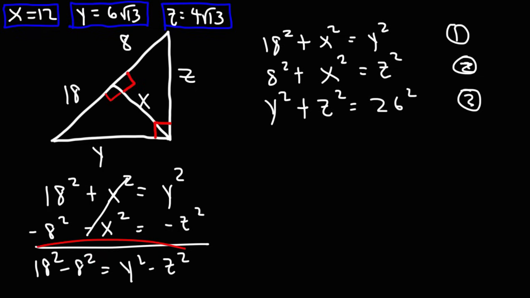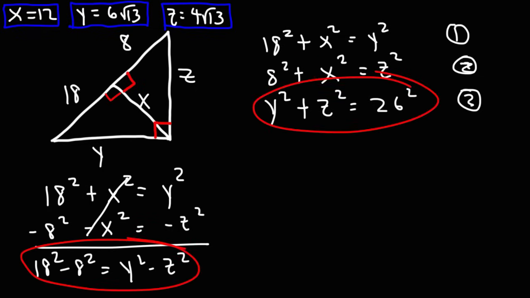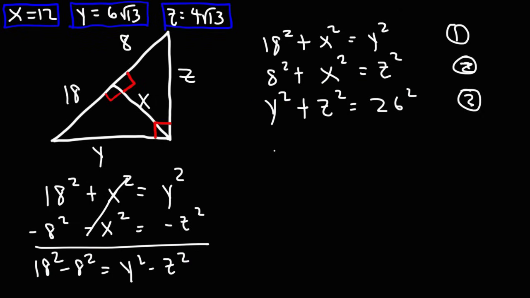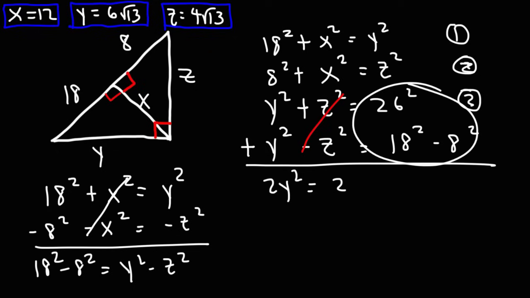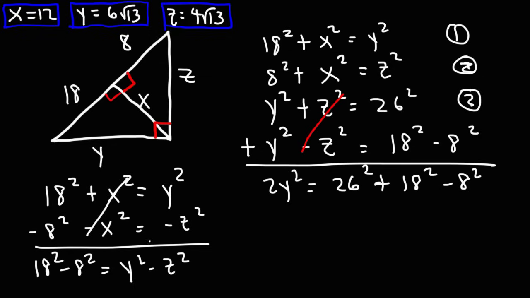So now I can combine this new equation with equation 3. So I'm going to write it below equation 3. Y squared minus z squared is equal to 18 squared minus 8 squared. So combining those two equations, notice that the z squared variable cancels. Y squared plus y squared is 2y squared, and that's going to equal, we can add this up, 26 squared plus 18 squared minus 8 squared.